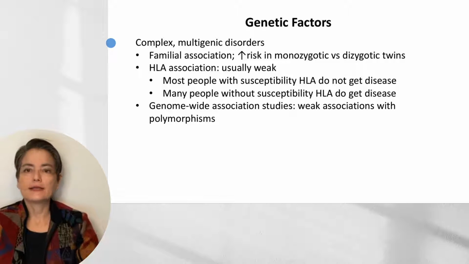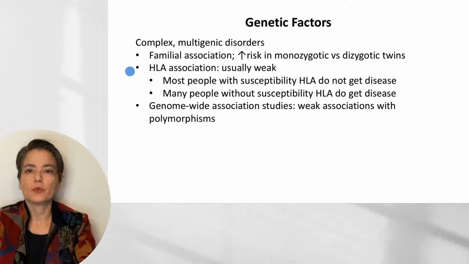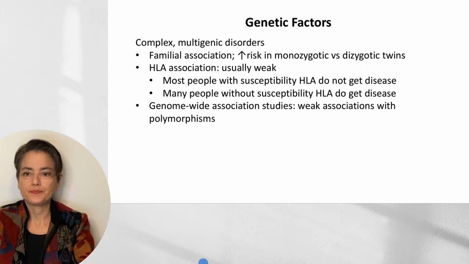I want to highlight that these genes we're looking at, the HLA associations, as well as the polymorphisms identified by genome-wide association studies, are weak associations. Keep in mind that most people with a susceptibility HLA do not get disease, and many people without the susceptibility HLA do get disease. So while this may be important for research, it is not currently tremendously useful in predicting who will get a disease or how they will respond to treatment.